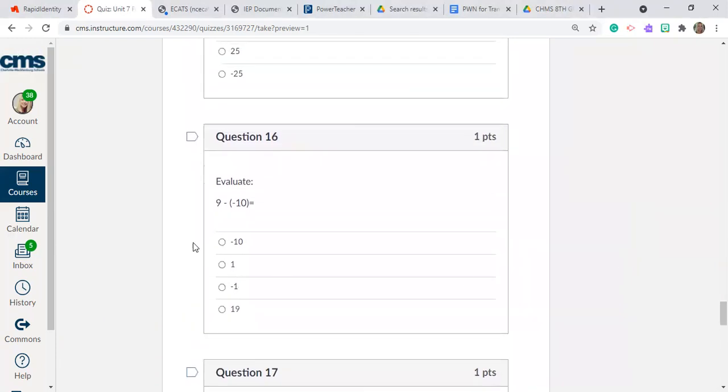Question 16. Evaluate 9 minus -10. Again, remember your rules for subtracting with integers. Is your answer -10, 1, -1, or 19?